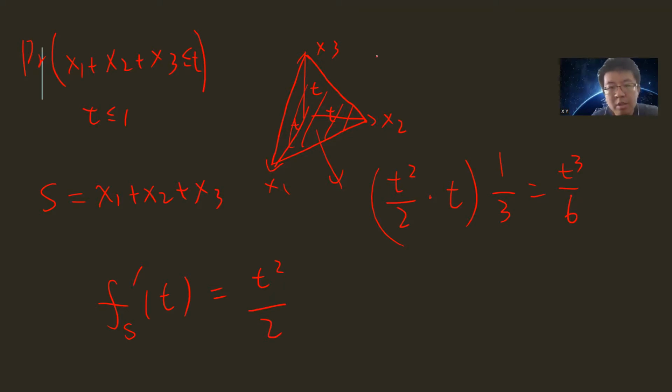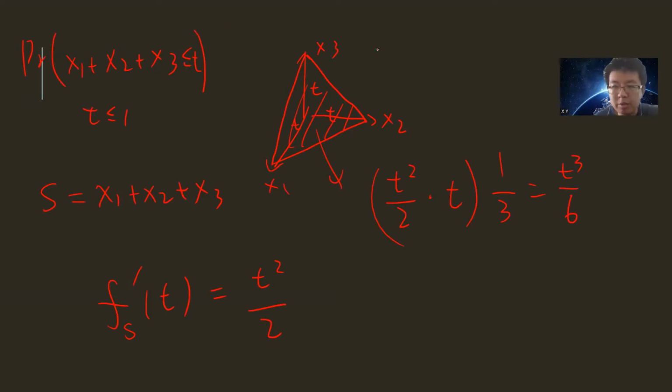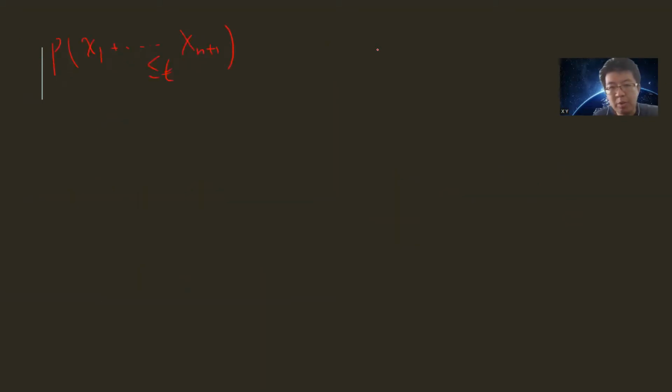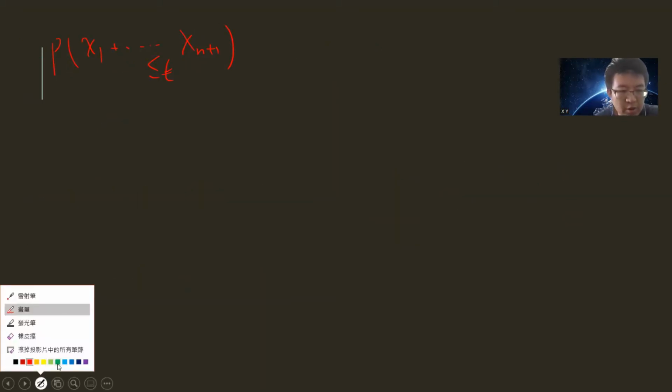Now you can go higher and try to prove the general case. You want to compute this probability for n variables. In general it becomes a higher dimensional object, and you can use calculus to do this. But from what we have up to now, I can prove it by mathematical induction.